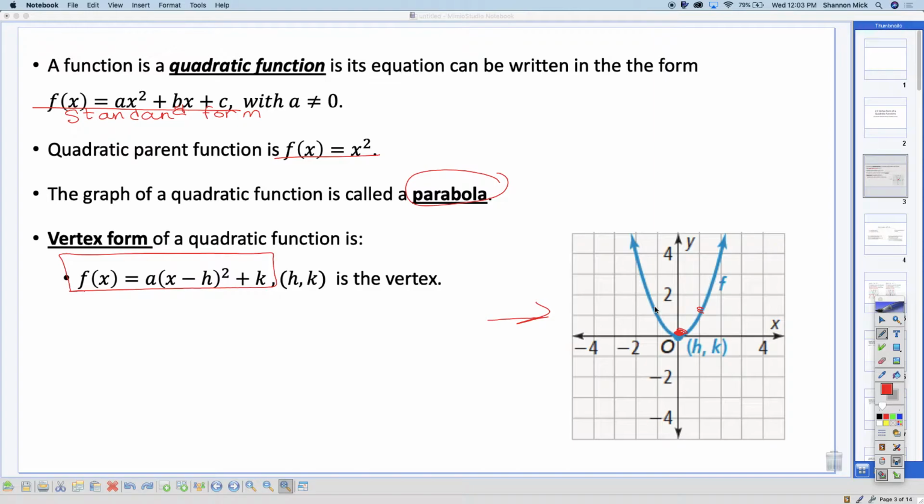So ax squared plus bx plus c is standard form. A times the quantity x minus h squared plus k is the vertex form, where h and k is the vertex. If I were to write the parent function in vertex form, it would be f of x equals 1 times x minus 0 squared plus 0. Because the vertex is at where? 0, 0. Yeah.